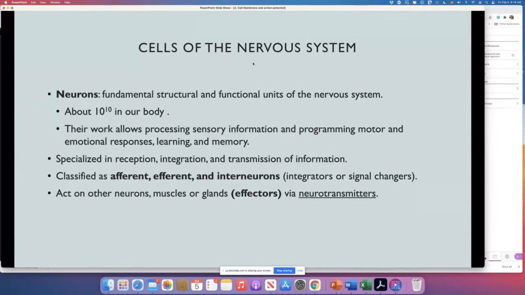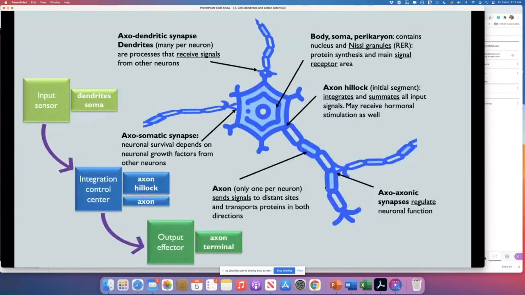These neurons are classified into afferent when they receive information, efferent when they send information to effectors, and interneurons, which integrate the signals and take the decisions for us, sometimes conscious and sometimes unconscious. As you know, most of the functions in the body are carried out at the unconscious level. So they affect the muscles and glands, using neurotransmitters mainly.